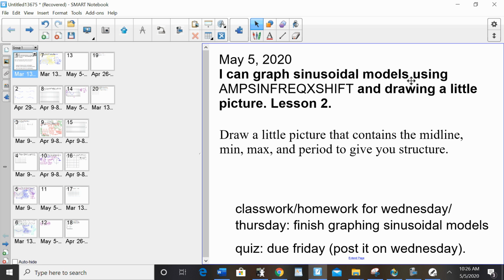Again, I can graph sinusoidal models using amp, sine, freq, shift, and drawing a little picture.